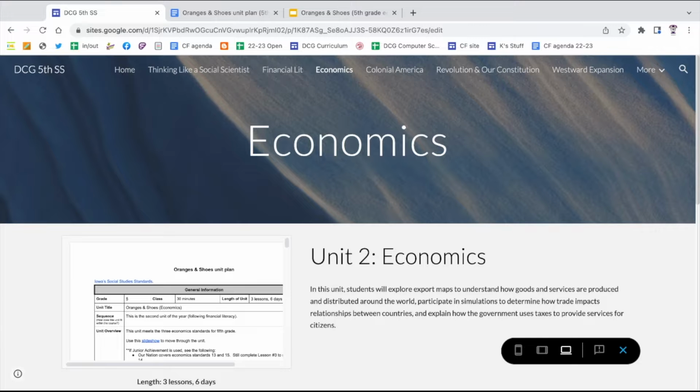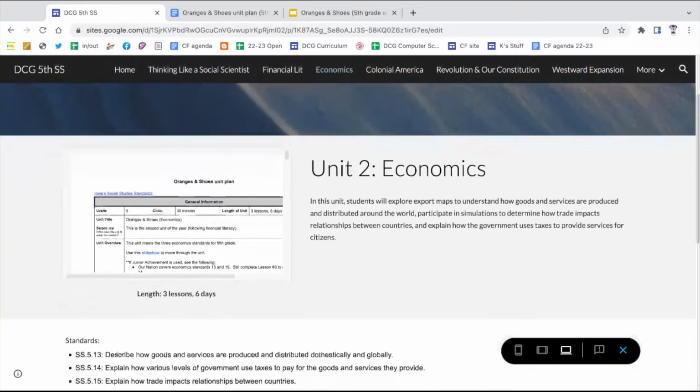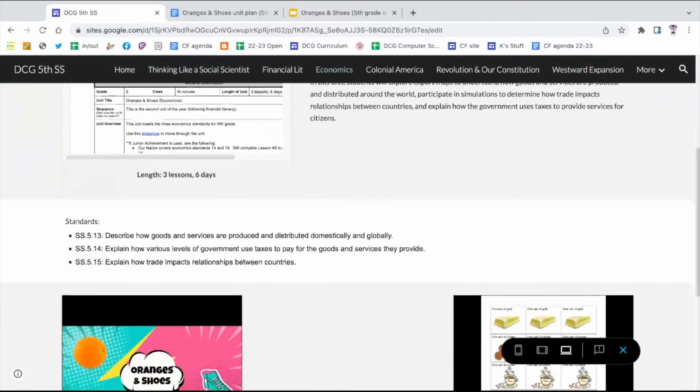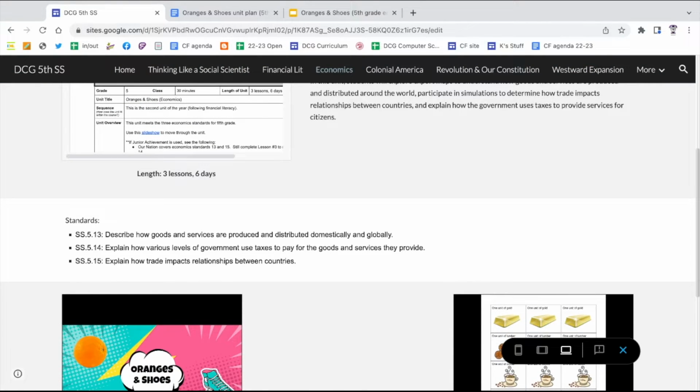This unit follows the financial literacy unit and should take 6 days to complete. Learning in this unit is based on the 3 economic standards for fifth grade, which are number 13, describe how goods and services are produced and distributed domestically and globally. 14, explain how various levels of government use taxes to pay for the goods and services they provide. And 15, explain how trade impacts relationships between countries.